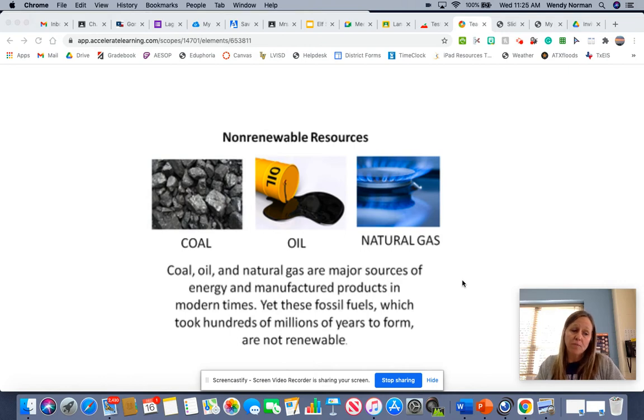Because coal was formed from the decay and deep burial of ancient swamp plants that took hundreds of millions of years to convert into coal. So this is a very popular resource, and it's not renewable. It will never be renewed in our lifetime, okay?